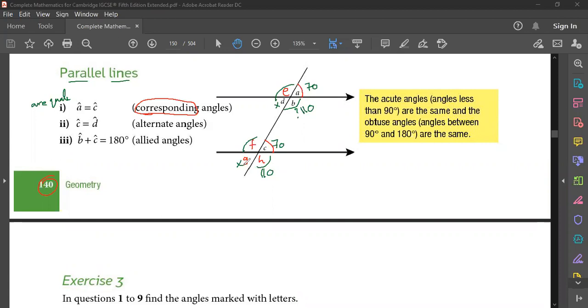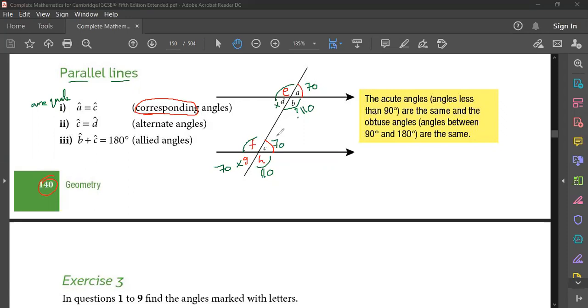How much? Yes. How did you know that A is 70? G is 70 because it is alternating, not corresponding. H and G lie on a straight line, so they add up to 180. G angle and C angle are vertically opposite. Okay?